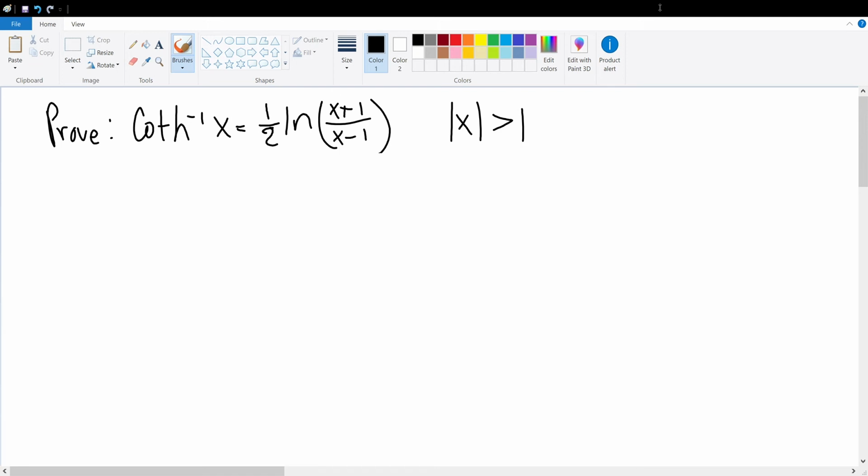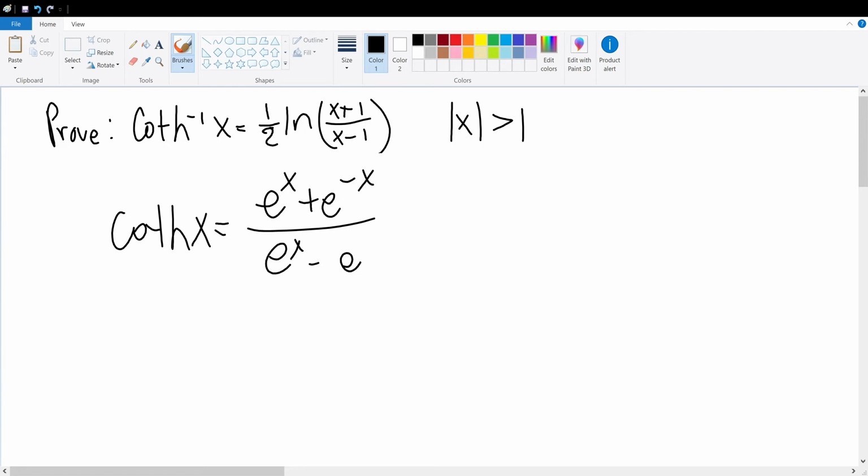Today we're going to be proving that the arc of hyperbolic cotangent of x is equal to half times the natural log of (x plus 1) divided by (x minus 1). To start off, we know the definition of the hyperbolic cotangent of x is equal to (e to the x plus e to the negative x) divided by (e to the x minus e to the negative x).